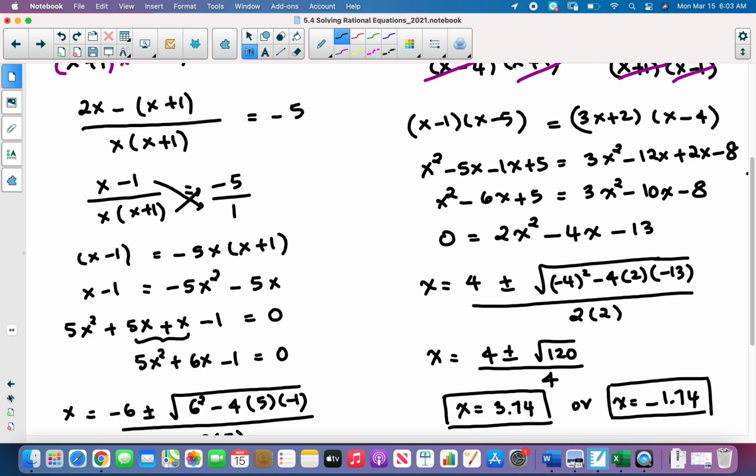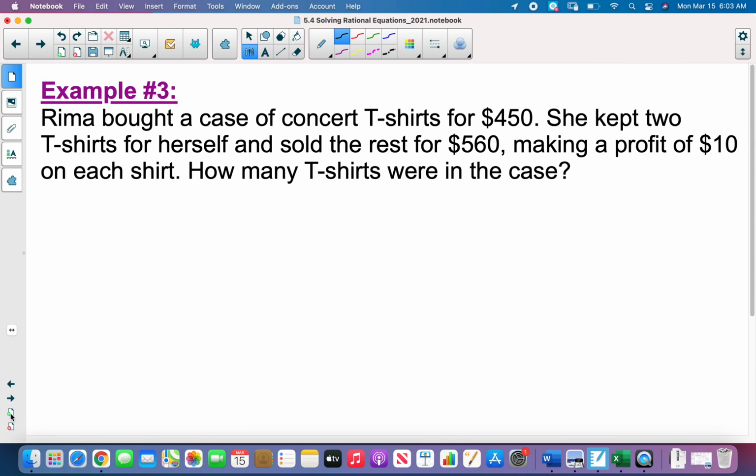We'll try now some application questions. Rima bought a case of concert t-shirts for $450. She kept 2 t-shirts for herself and sold the rest for $560, making a profit of $10 on each shirt. How many t-shirts were in the case? So we have to now come up with an equation with these numbers.